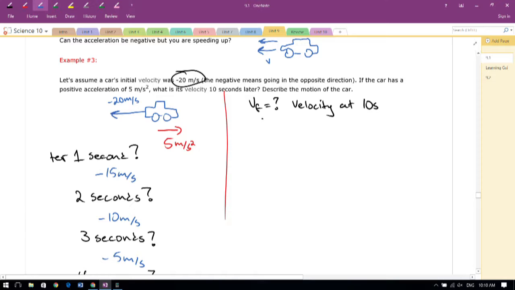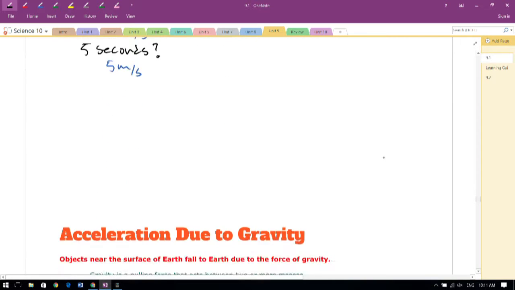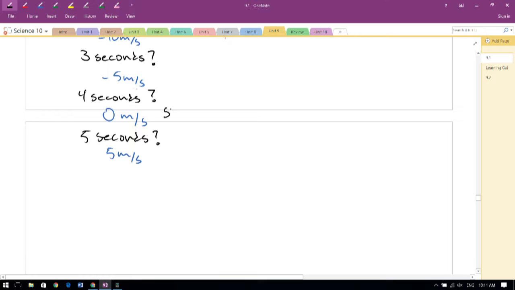All right, so 2 different ways to think about the question. On the left, you can think about it as its velocity is changing by 5 in the forward or positive direction every second. So if you're going backwards at 20 and your acceleration is positive 5, after 1 second, you're going to be going backwards at 15. After 2 seconds, you're going to go backwards at 10. After 3 seconds, backwards at 5. After 4 seconds, you're not moving, so stopped. And then after 5 seconds, you're now going to start moving forward at 5.